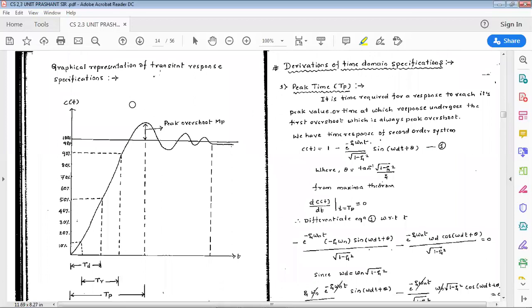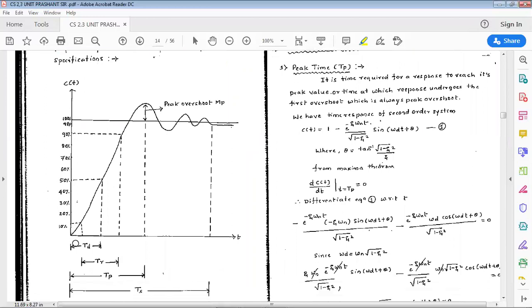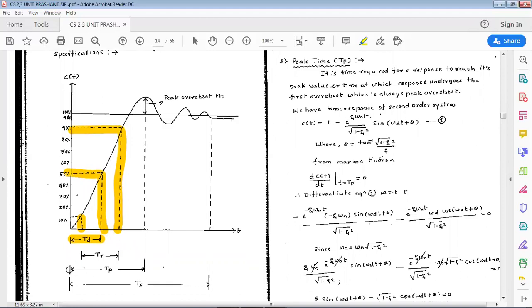Now let us move on to the pictorial or graphical representation of these terms. You can observe here that TD is the delay time, which is the time required to reach 50% of the final value. You can observe in the graph of C of t versus t. Next, the rise time represents 10% to 90% of its value. Next is TP, the time required to reach its first peak overshoot, meaning the maximum peak value at its first attempt. That time duration is called TP, the peak time.